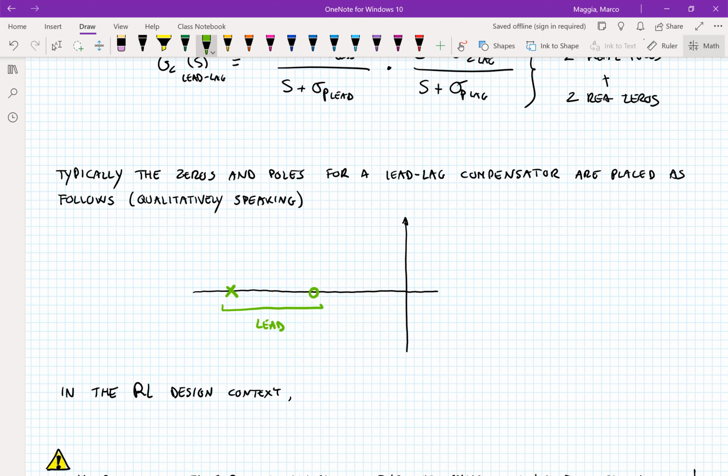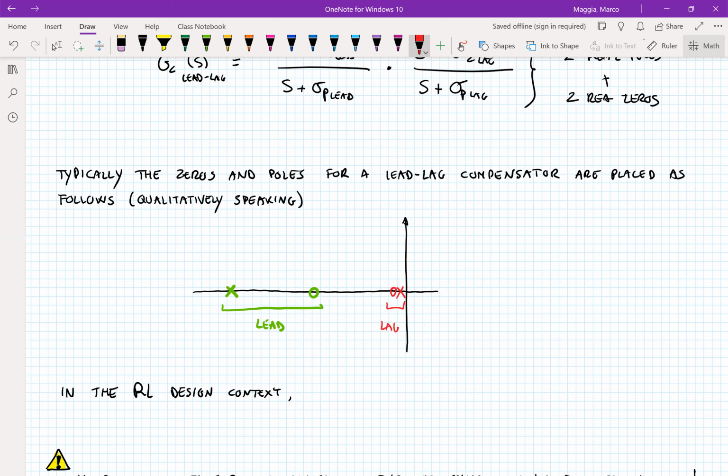Instead, when we have a lag compensator, both zero and pole will be very close to one another, and both are close to the imaginary axis. So in order for it to be a lag compensator, we must have the pole to the right of the zero, but both of them will be quite close to the imaginary axis.